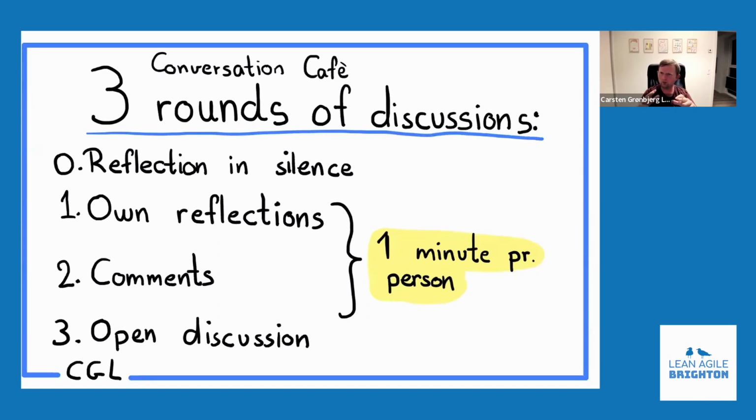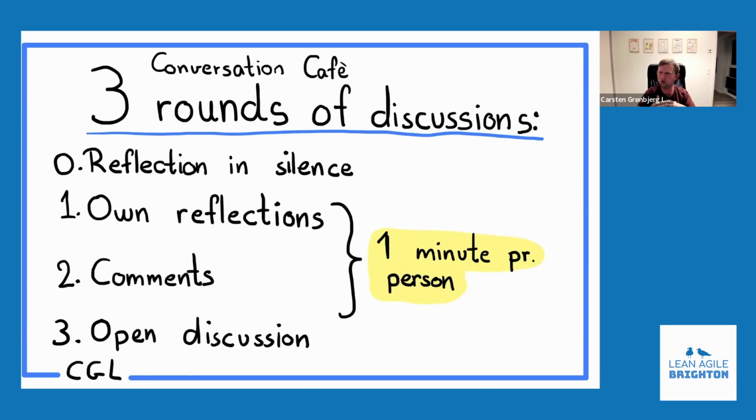But again, we just did it as one big cafe because it would work out. We had time for it. And then when people have reflected individually and in silence, the first round is everybody gets up to 1 minute of uninterrupted speaking time. If somebody tries to interrupt or ask questions, I will stop them.